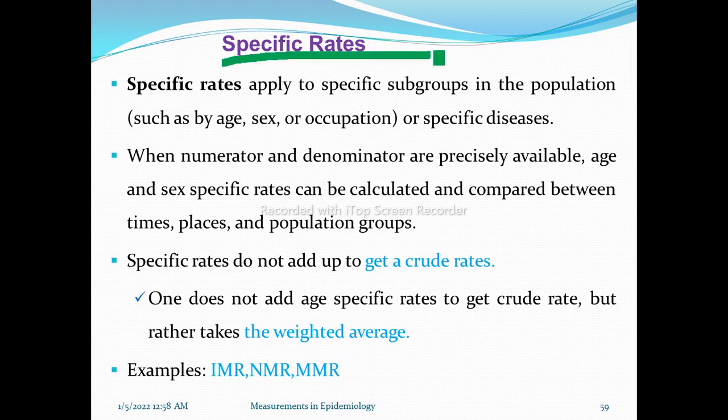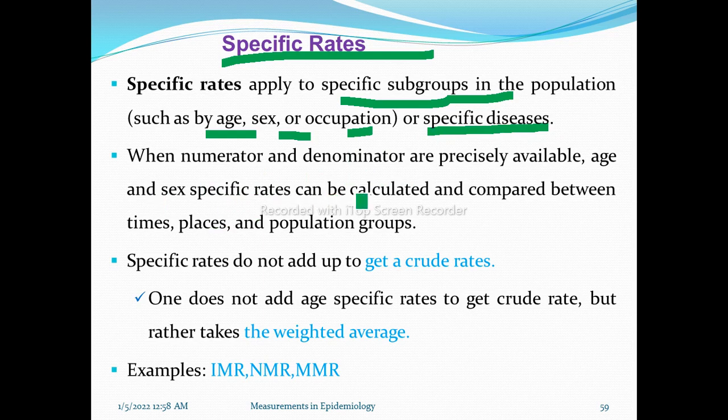The other is the specific rate. Specific rates apply to specific subgroups in the population, such as by age, sex, occupation, marriage, or specific disease. So the denominators are precisely available.